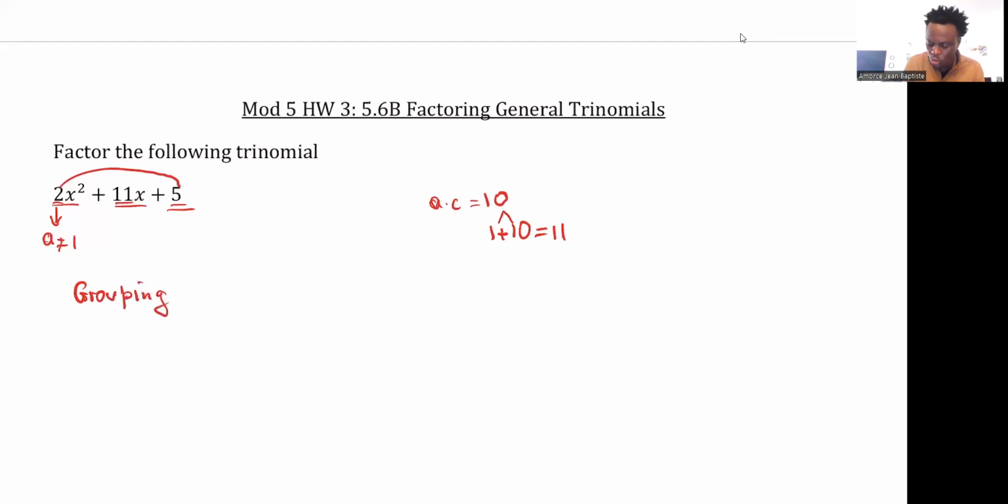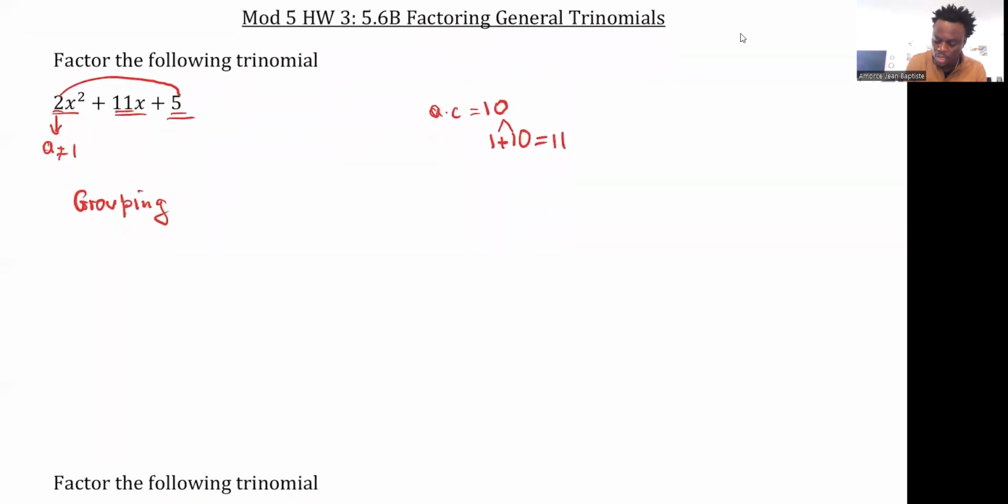Also, I'm going to use another method that's not an official name, but I call it direct factoring. For the direct factoring, I can set up my factors. I already set up my factors, because that's why I call it direct factoring. You draw your answer first. And then how do I use 1 and 10 to factor by grouping?